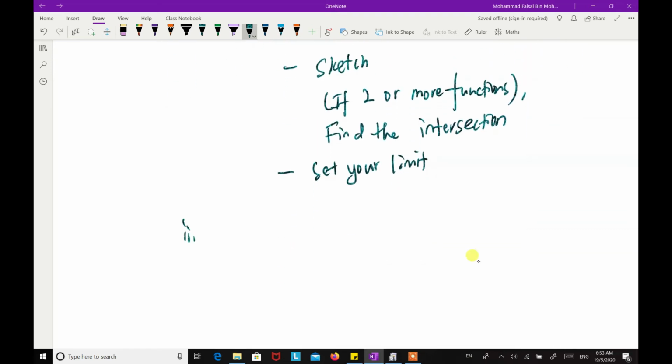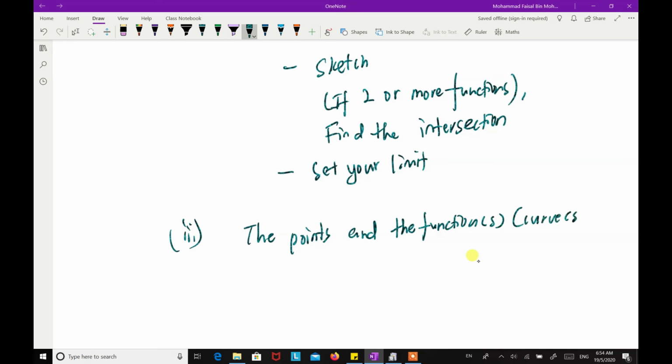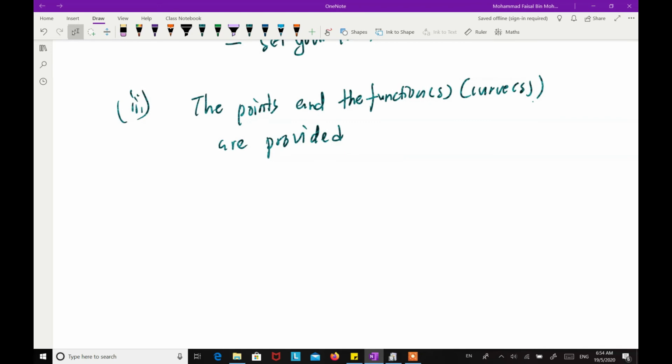The third one, the points and the functions or curves are provided. As usual, you have to sketch, find the equation of the given points, and set your limits.